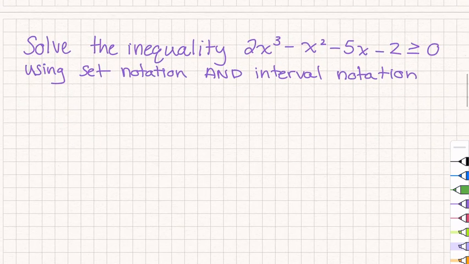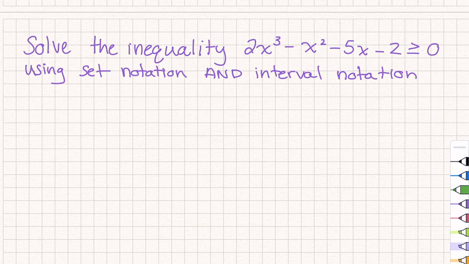So this time, we're going to solve this inequality using set notation and interval notation. In the previous question, we just used set notation. This time, we're going to write our answer twice. But what do you notice? Our function is not factored, so you cannot see what the roots are right away. We need to factor it.